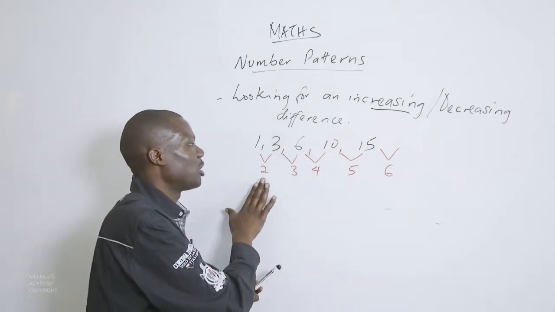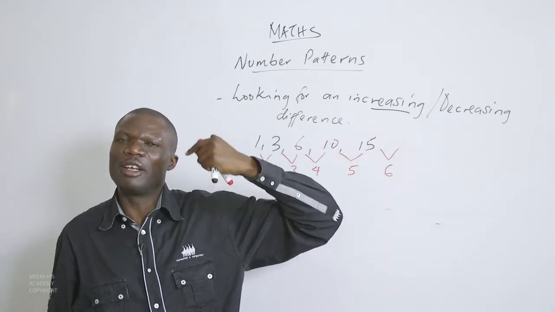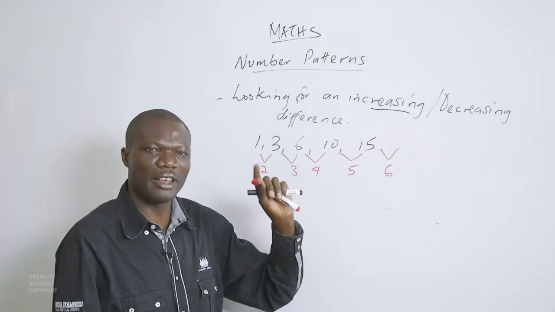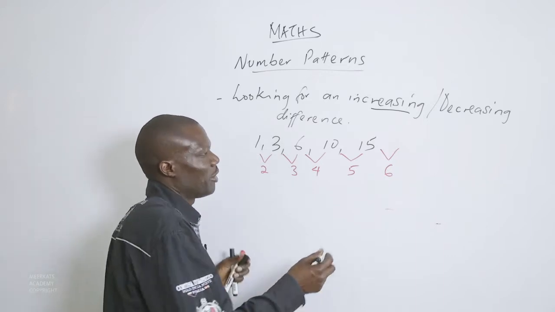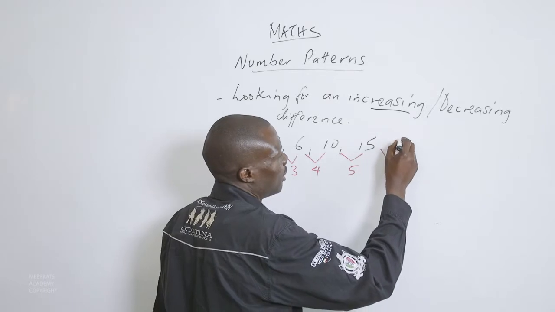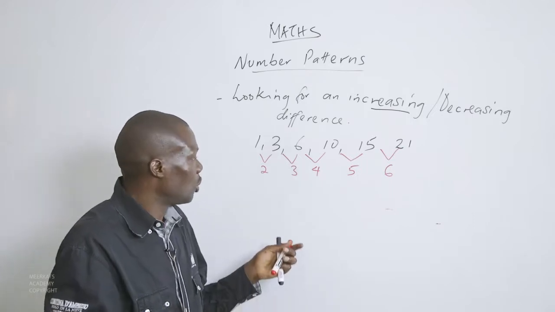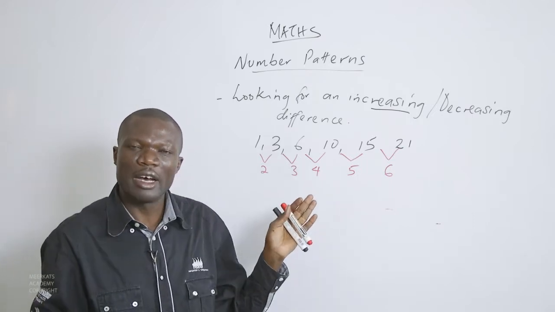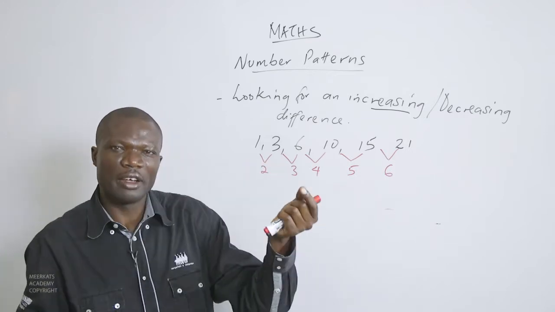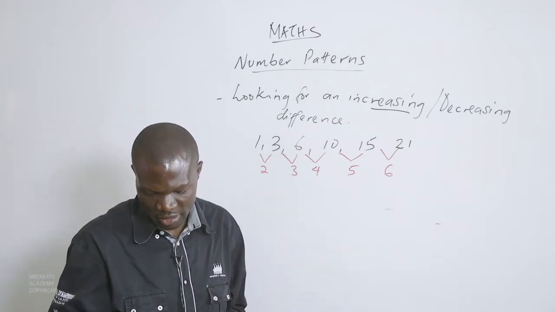The first difference was 2, and then 3, and then 4. So you can move on and on and on. Every time the difference increases by 1. So we can find that the next term for this particular sequence, it is 15 plus 6, which gives us 21. So we find that we can have a sequence of numbers which is related to others by the increasing difference.